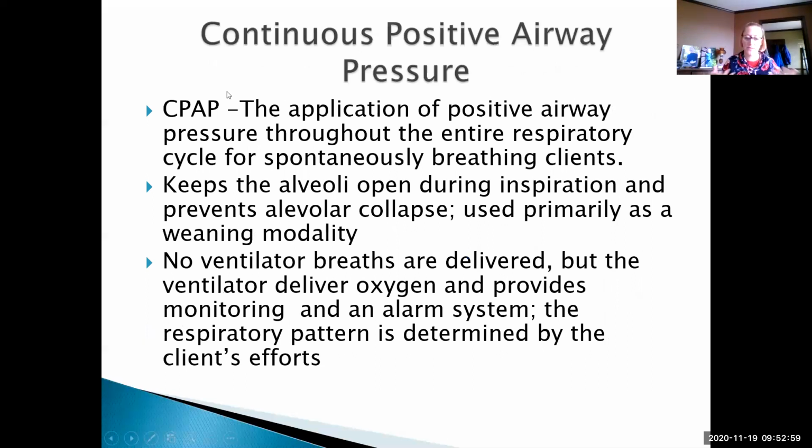And then CPAP. CPAP is CPAP. We use CPAP for our normal, like sleep apnea patients. But we can use CPAP on the ventilator as a weaning mode as well. It's the positive airway pressure through the entire respiratory cycle for spontaneously breathing patients. It helps keep the alveoli open during inspiration and prevents alveolar collapse, and it's used as a weaning mode. So they are not getting any ventilator breaths. They're doing the work on their own. Again, your CPAP is essentially like your PEEP with pressure support as well. It's the same concept.